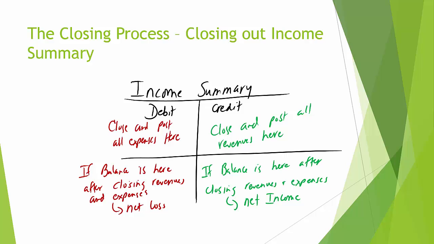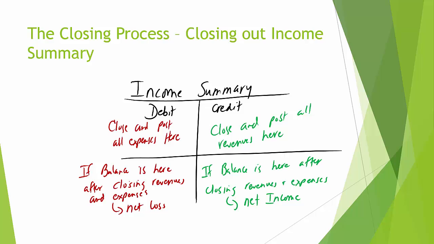Okay, so here's how this works. We're first going to close out all revenues and then all expenses. And then we have to post those journal entries to the T accounts. Now, when we do this, we're going to use income summary to help us with this. So the first thing we're going to do is close out all revenues, and we're going to have to be crediting income summary for all of that. And then we have to close out all expenses, and we have to debit income summary for that. So if we end up with the balance of income summary after we post those revenues and expenses in here, the balance will be on the credit side and it will be a net income. If we ended up with a debit balance on the debit side, we would have a net loss.